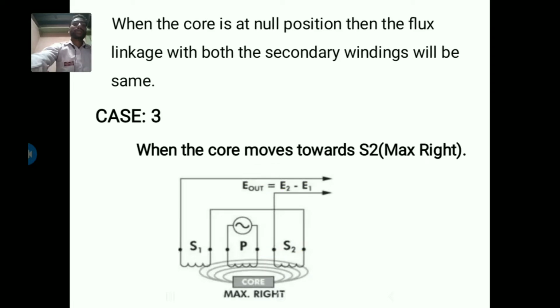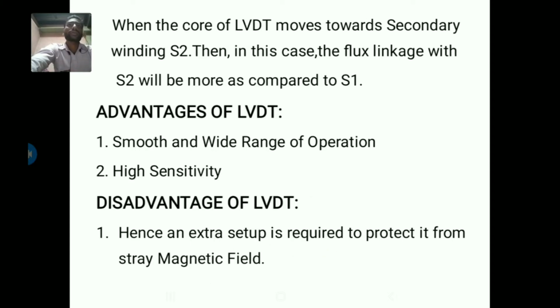And next, case 3, when the core moves towards S2, the maximum right side. Now you can see this diagram. When the core moves towards the right side, the core moves towards secondary winding S2. This means the flux linkage with S2 will be more compared to S1. The EMF induced in S2 will be more than the EMF induced in S1. So the net differential output voltage will be negative.